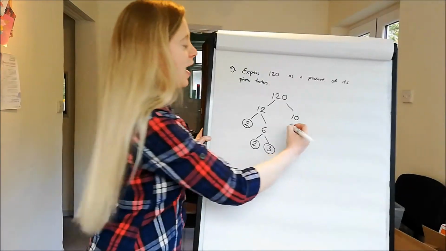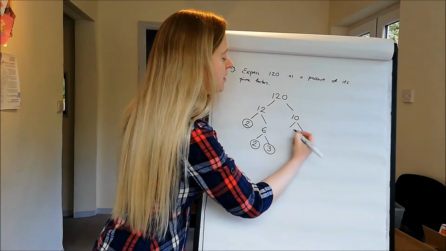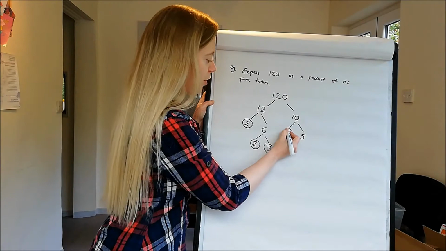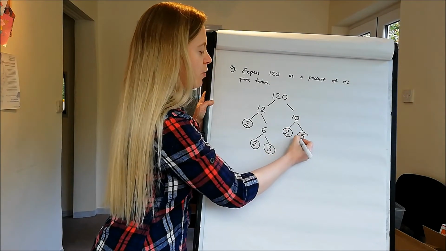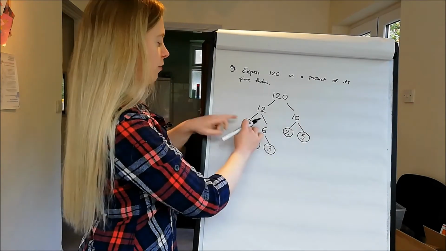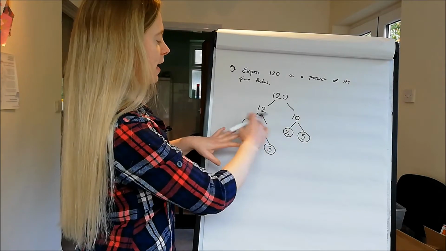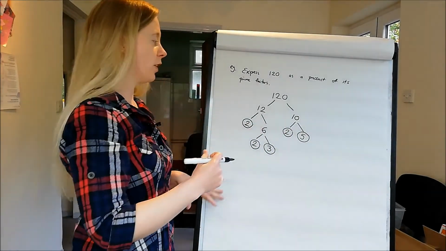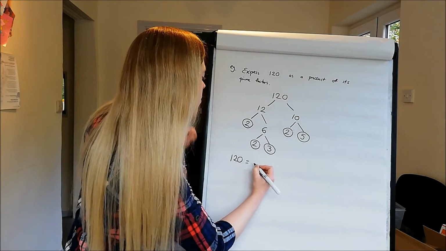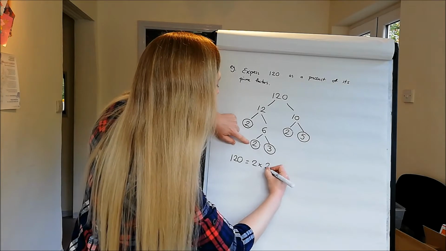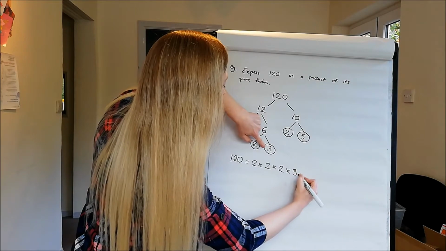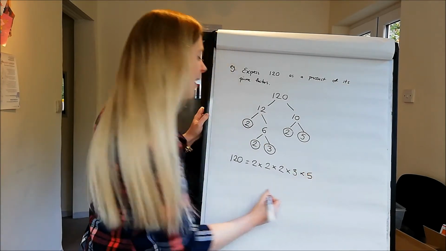Then coming over to the 10, 10 breaks down into 2 times 5. And each of those are prime. So I'm going to put circles around those as well. And then everything has a circle round it, so nothing else needs breaking down. I've reached the end of each kind of branch, if you like. So what that means is that 120 equals 2 times 2 times 2 times 3 times 5.